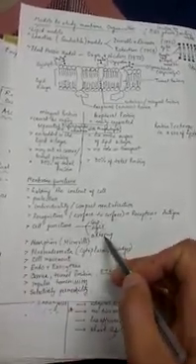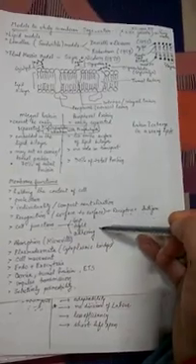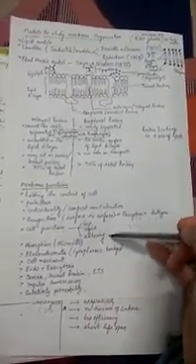Junctions are of three types according to NCERT, but details will come later. So it is gap junction, tight junction, adhering junction. Details will be there in the animal tissue chapter. I will simply tell you some things about it.